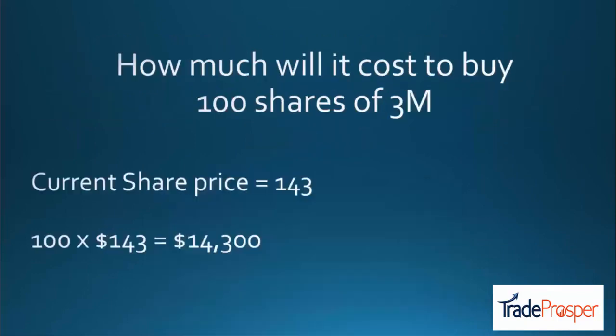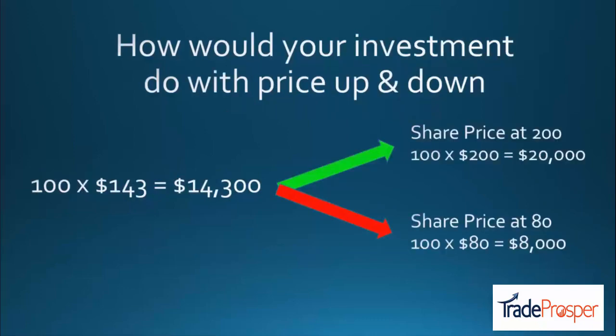So let's look at an investment in 3M for an example. The current share price is $143. So if you were to buy 100 shares in 3M, you would have to spend $14,300 today. In other words, that's the investment capital that you're going to require to buy 100 shares worth of 3M. Now let's look at this. If you bought the shares at $143 and the share price goes up to $200, can you see that you have all the benefits in that movement? In other words, your 100 shares, now valued at $200 a share, is now worth $20,000.